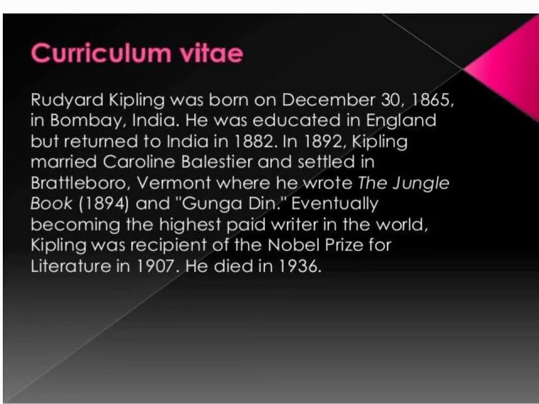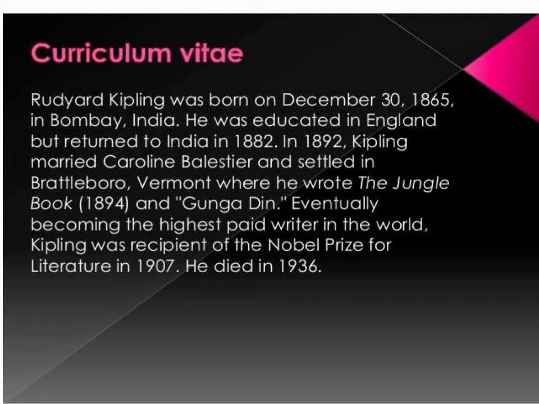Rudyard Kipling was born on December 30, 1865 in Bombay, India. He was educated in England but returned to India in 1882. And in 1892, Kipling married Caroline Balestier and settled in Brattleboro, Vermont, where he wrote the famous Jungle Book in 1894 and also Gunga Din.